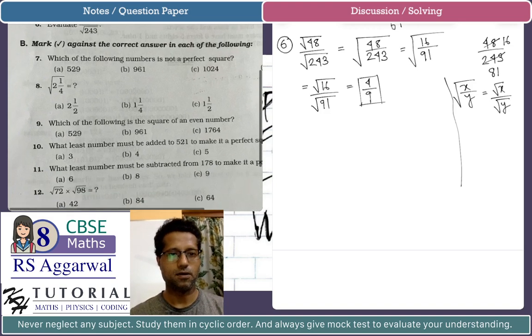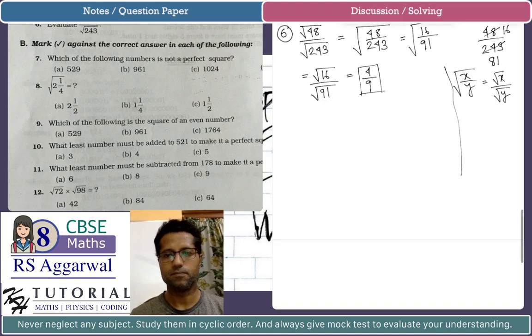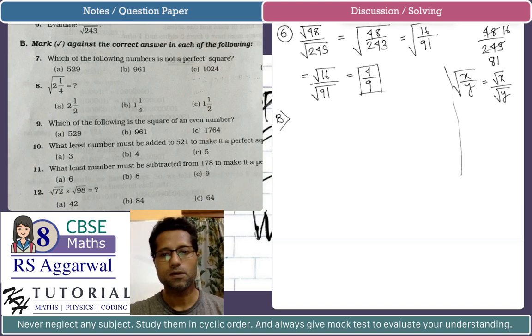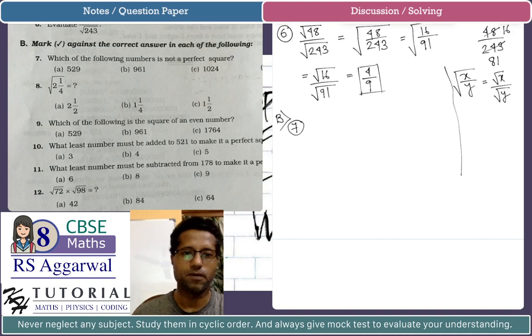Okay, let's do section B. These are MCQ questions. Question number 7. Which of the following numbers is not a perfect square?